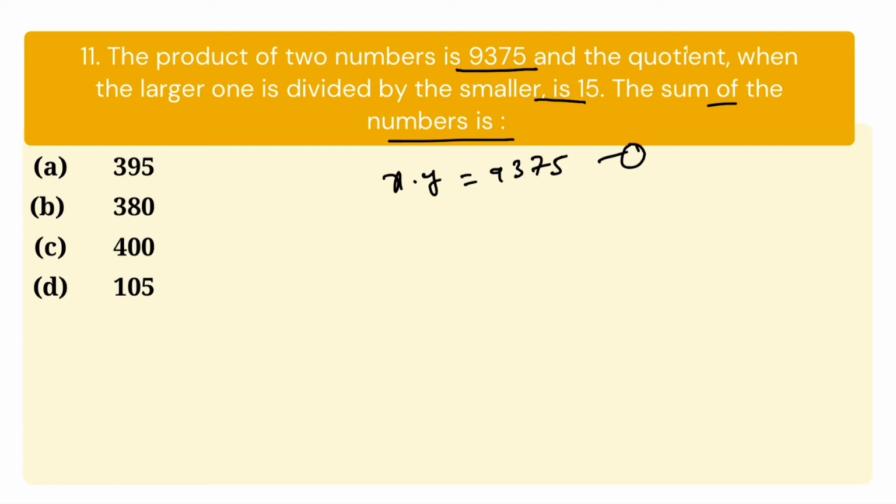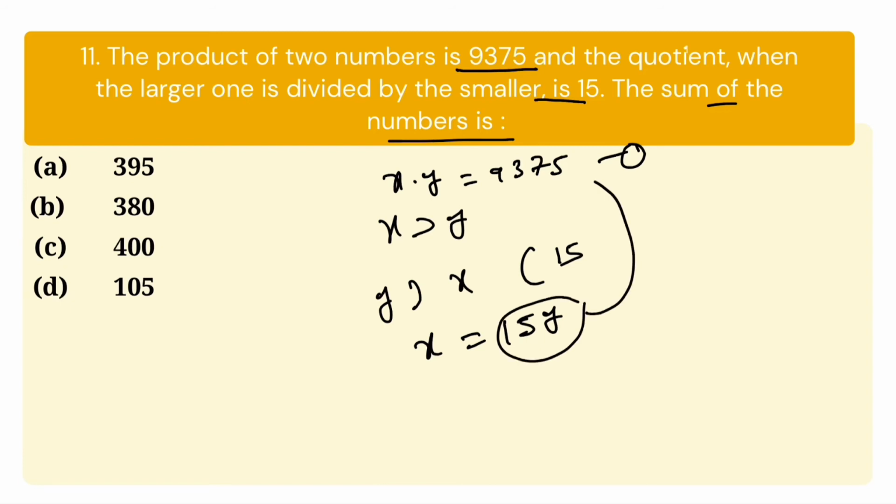Let me assume x is greater than y here. So when the larger one is divided by the smaller one, the quotient is 15. It is divided by the smaller one, which means it is exactly divisible. So x can be written in the form of 15 into y, quotient into divisor. Now substitute this x value in the first equation.